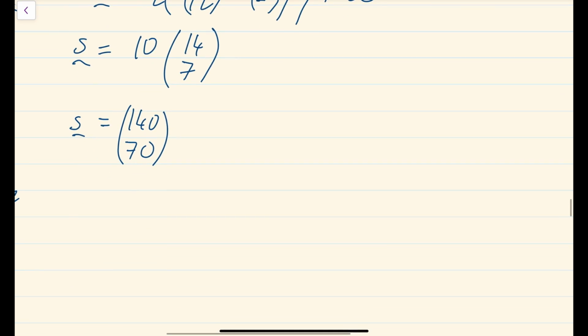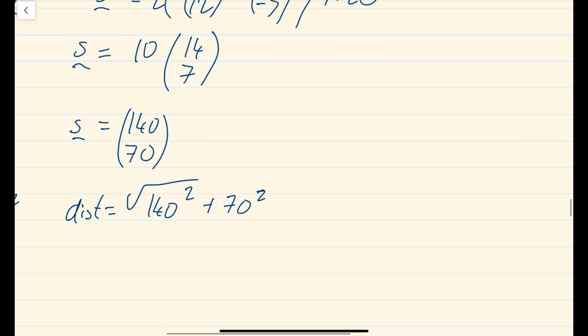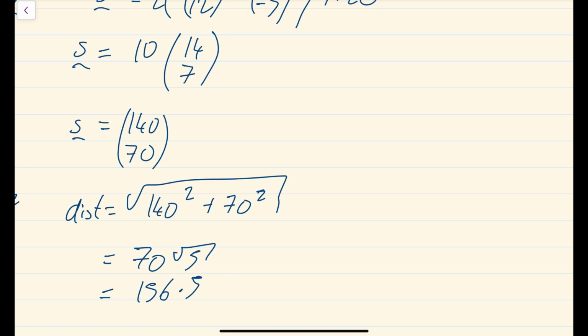To find the distance, your distance is going to be equal to the square root of 140 squared plus 70 squared. And whatever that is, let me just work that out on my calculator here. 140 squared plus 70 squared, square root, and I got 70 root 5. Perfect answer of 70 root 5. And let's just give it to two decimal places: 156.52, and that's going to be meters, and that's it.